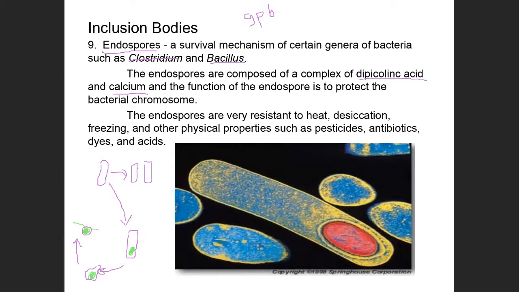And then maybe the environment becomes hospitable again, in that there are nutrients back in the environment. What happens is that the endospore germinates. That means it opens up like a seed would. And the DNA that was in the endospore forms an exact copy of the cell that produced the endospore to begin with, right?